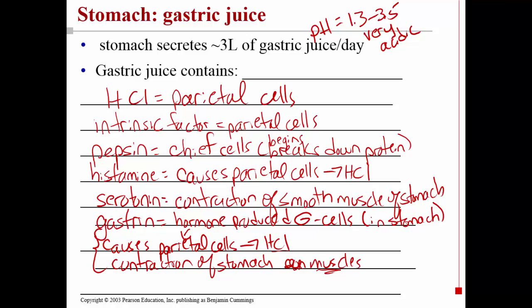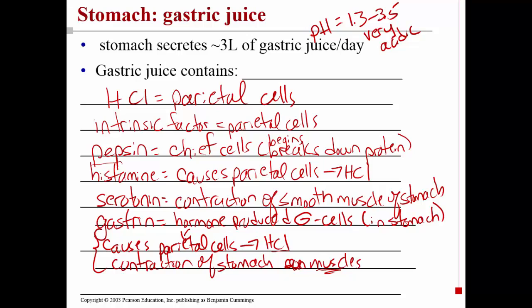So all of these chemicals and more that I haven't mentioned make up what's called gastric juice, and you again produce about 3 liters of this per day. Very acidic. This acidity actually activates pepsinogen, which is a precursor to pepsin, and allows pepsin to then start to break down proteins. The gastric juice mixture will also denature proteins and kill bacteria.